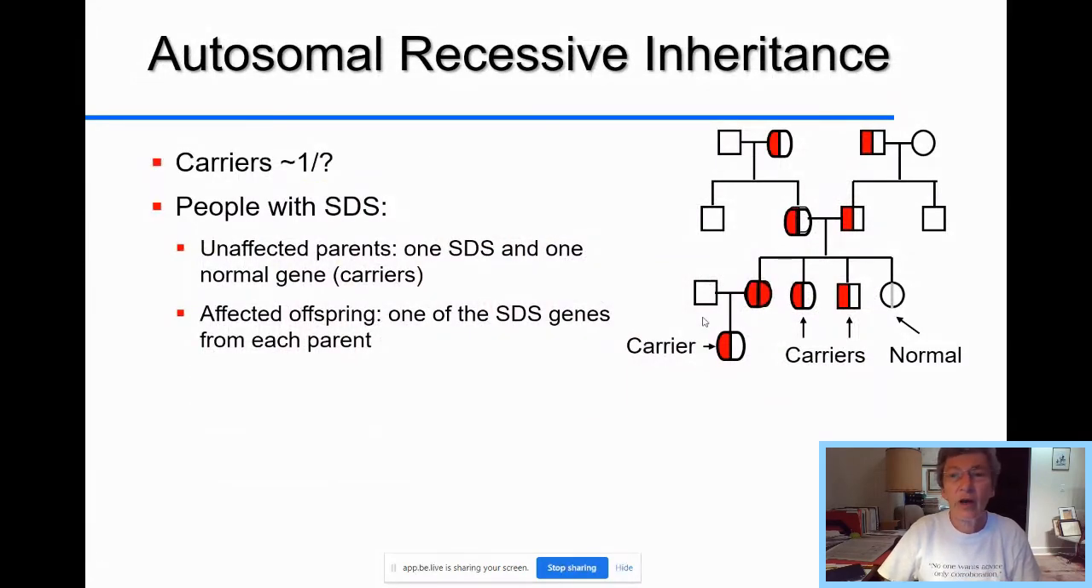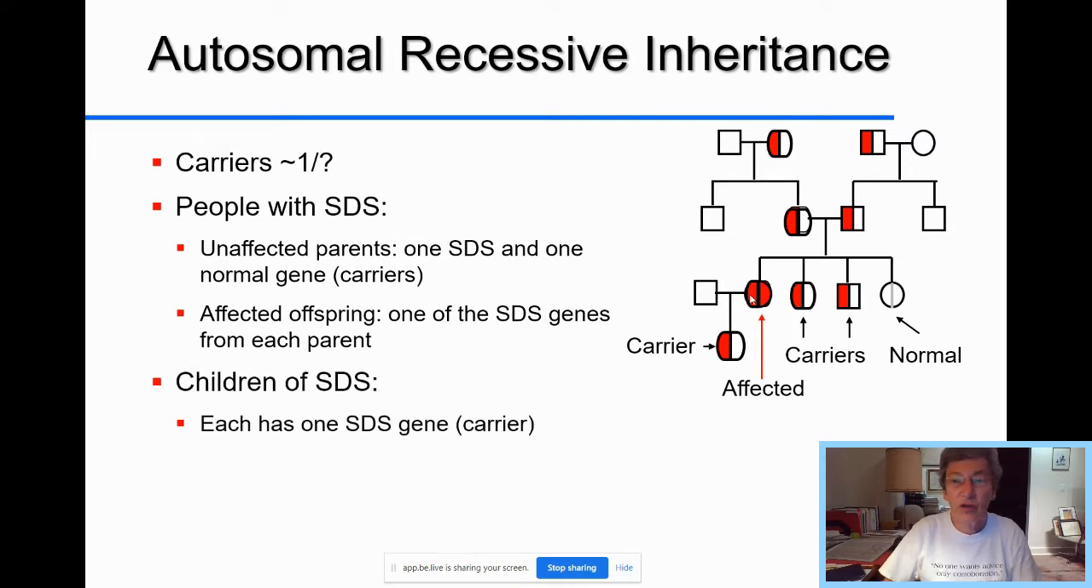Recessive inheritance depends on carriers who have 1 affected gene and 1 normal gene. And people with SDS have unaffected parents because they have 1 SDS gene but 1 normal gene. The affected individual gets an SDS gene from each parent and therefore has the disorder as a recessive. And the children of someone with SDS would have 1 SDS gene that they would inherit from their parent and 1 normal gene.